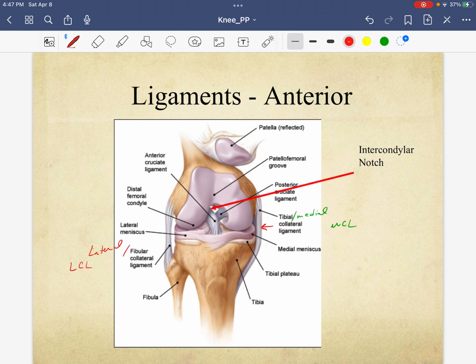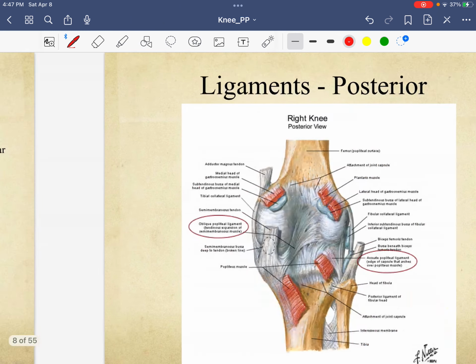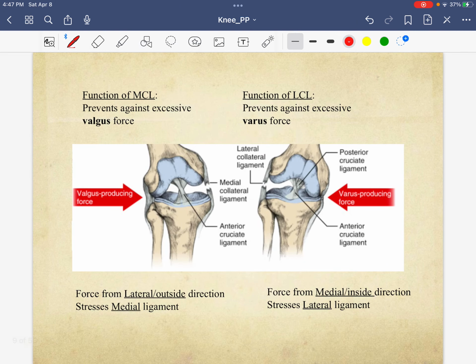And the LCL is a little bit further away from the joint, right? You can see that here. All right. The function. So, and I really like this picture.